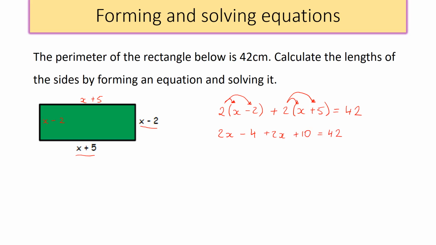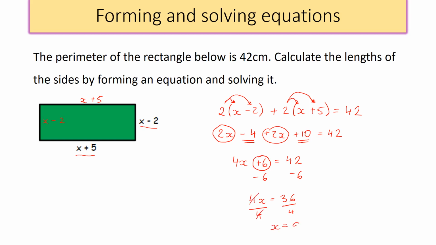And that is supposed to be equal to 42. Now I need to collect like terms, so I've got 2x add 2x, which is 4x. Then negative 4 add 10, which is positive 6. That is 42. Now to get rid of the add 6, I take away 6 from both sides. So 4x equals 36. And then divide both sides by 4 to get rid of the 4 here, and then x equals 9.